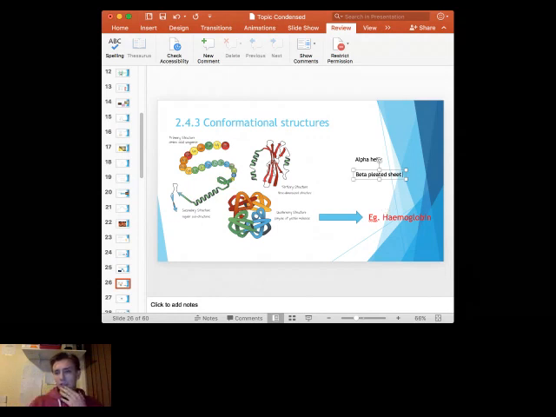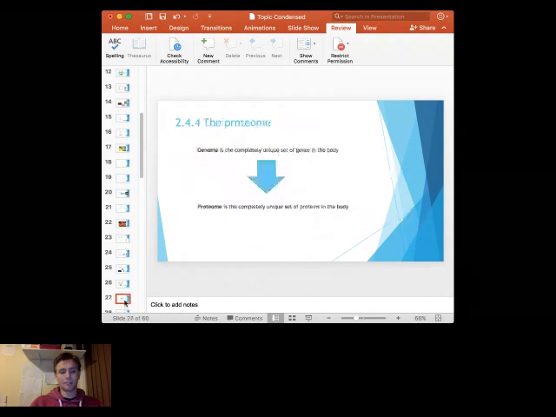Let's see, we have a question. So alpha helices and beta pleated sheets are secondary structures, okay? Yeah, so it's just this secondary type of conformation. We have primary, secondary, tertiary, and quaternary structures. And an example of quaternary structure is hemoglobin. Fantastic. Okay.